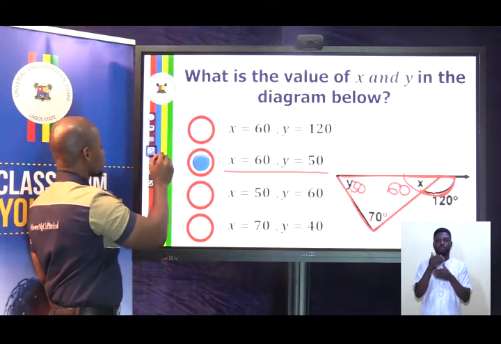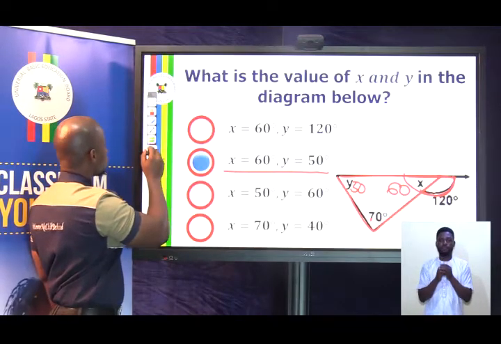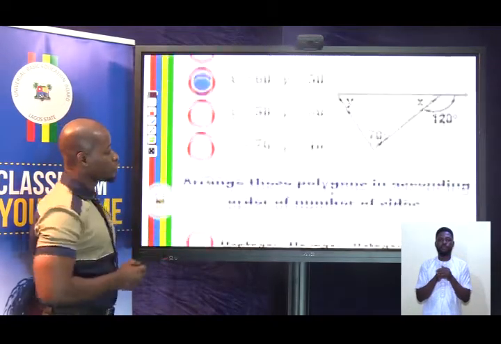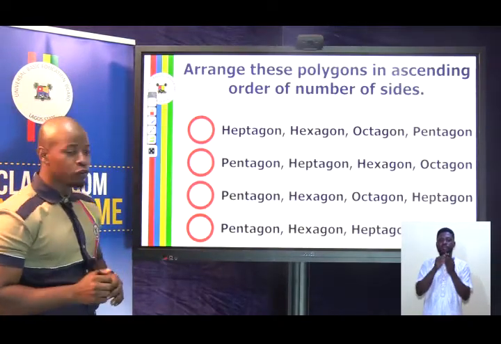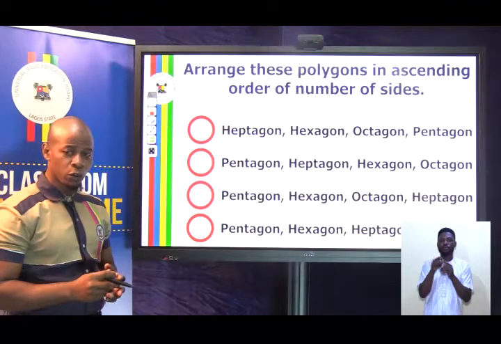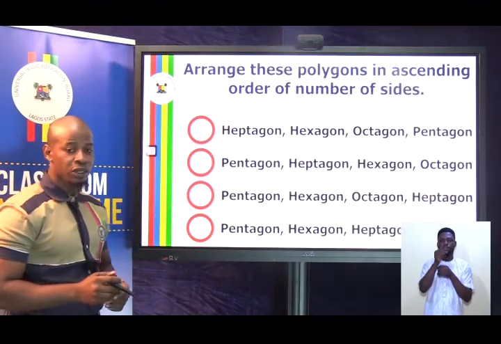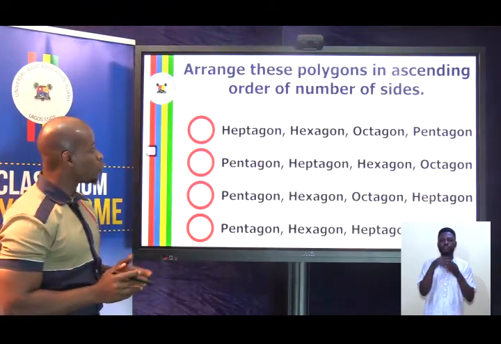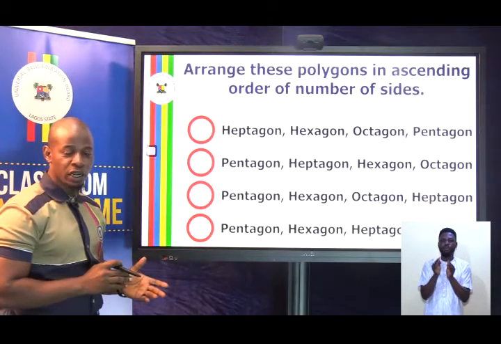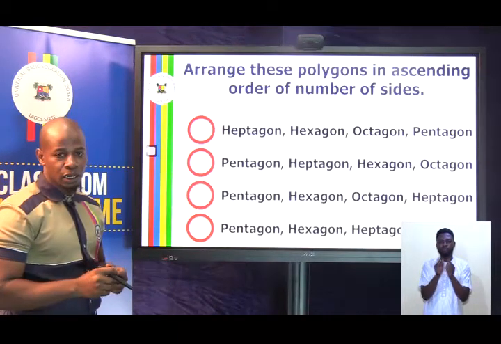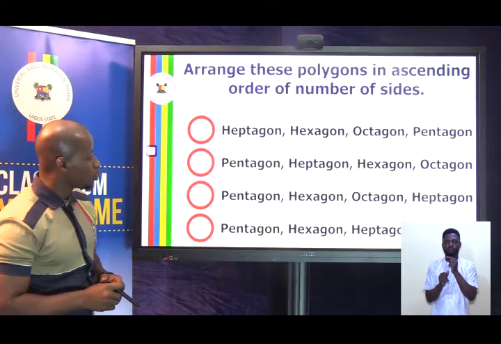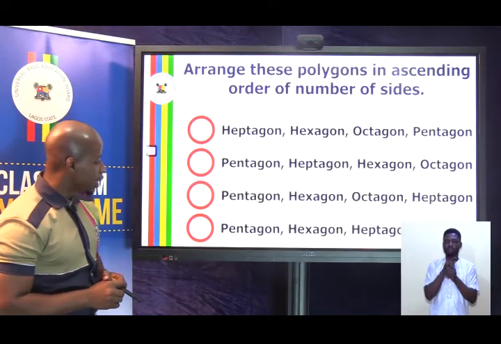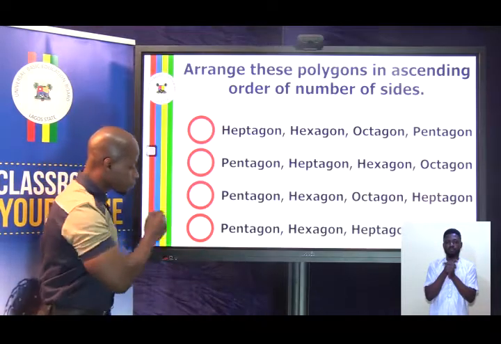Let's check out the next question. Arrange these polygons in ascending order of number of sides. Do you remember the names of your polygons? Well, check this out and try to arrange them in the order of number of sides, from the smallest number of sides to the largest number of sides. Heptagon, hexagon, octagon, pentagon. I have seen the answer here and I believe you should have as well.